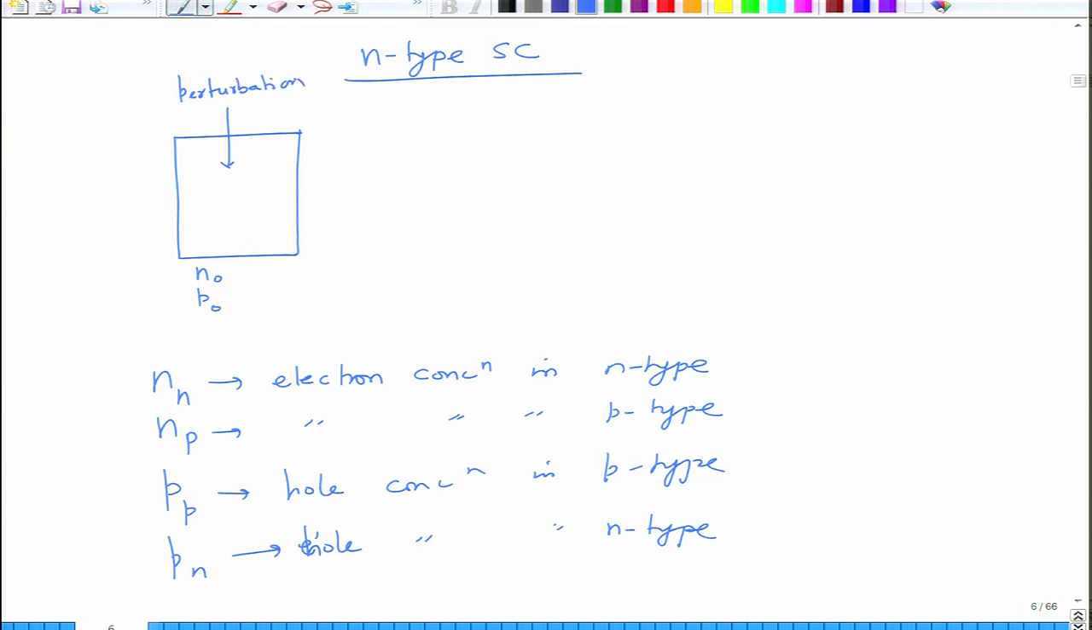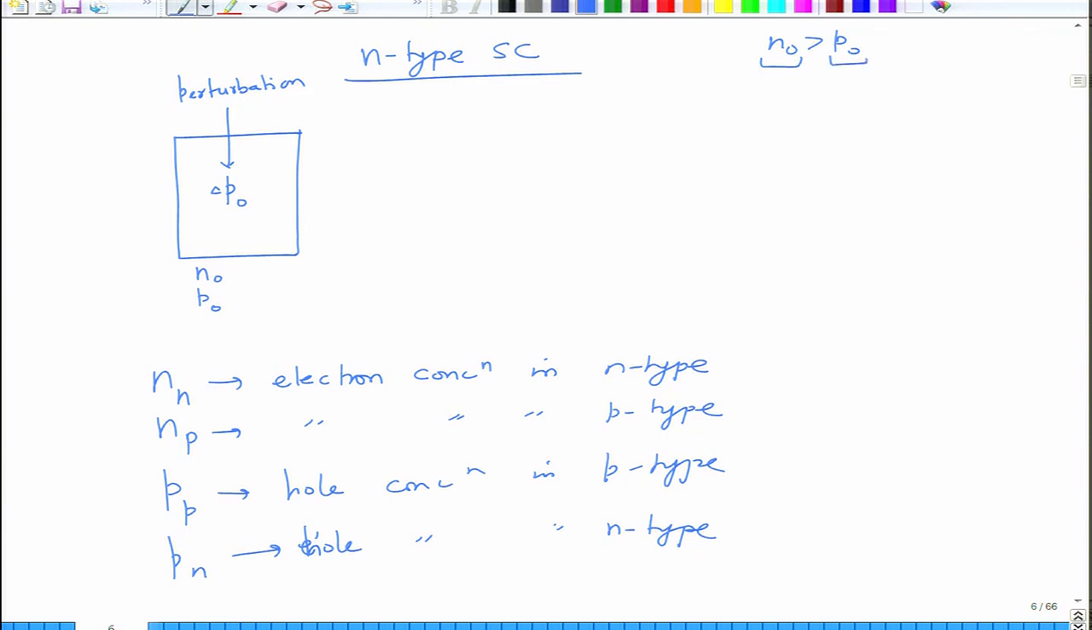Perturbation means that you create, it could be optical perturbation, it could be thermal perturbation. This perturbation will lead to a change in the minority carrier concentration. See, the thing is, since N naught is much larger than P naught, if you create any change, the change does not affect N naught, it affects P naught. Let me give you certain numbers.